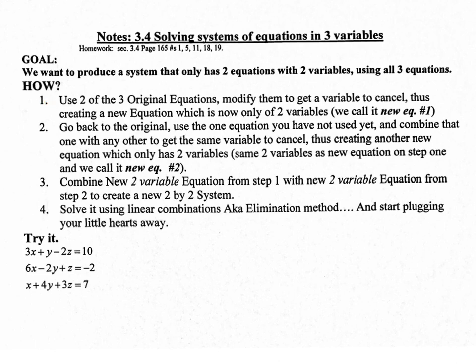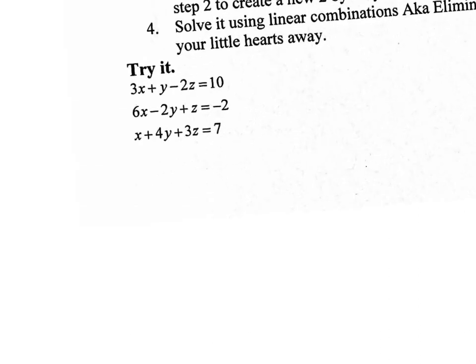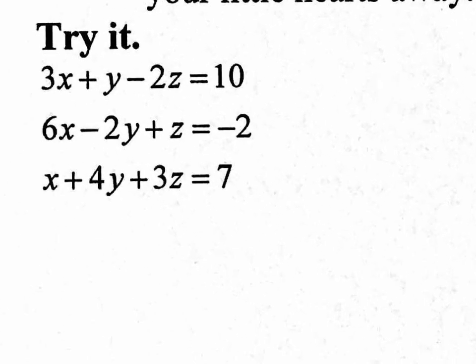Let's read step 1 right here. Use 2 of the 3 original equations, modify them to get a variable to cancel. That's pretty simple and straightforward. So let's go to this system. We need to decide which 2 equations we're going to use, but even before that, let's decide, what do we want to eliminate? Do we want to eliminate x's? Do we want to eliminate y's? Do we want to eliminate z's? What do you guys say? You guys want to go for x's?